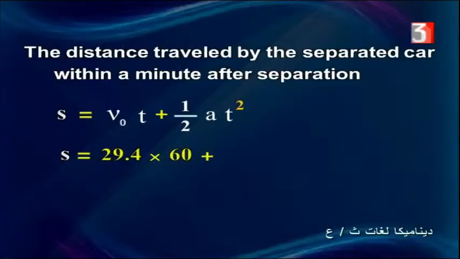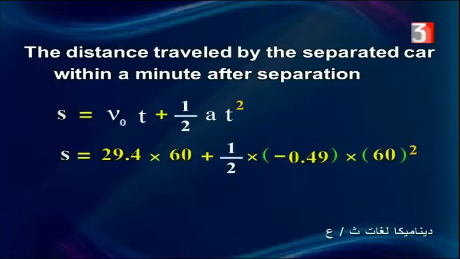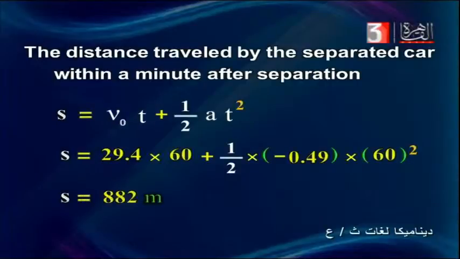t equals 1 minute or 60 seconds, plus half times the acceleration, which equals negative 0.49, multiplied by the time in seconds to the power 2, or 60 squared. Then by calculating this formula, S equals 882 meters. Then the separated car traveled a distance equal to 882 meters till it came to rest.